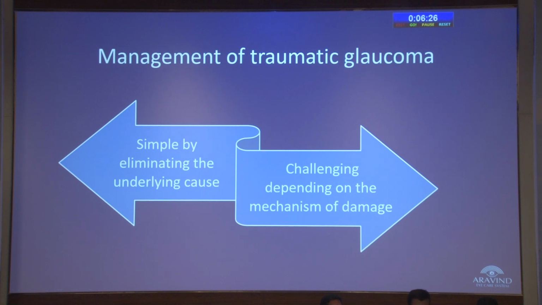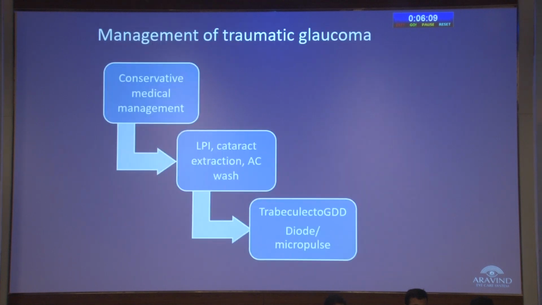So now coming to the management of traumatic glaucoma. This includes a broad spectrum of management. It can be as simple as just eliminating the underlying cause, or it can be a challenging one where the patient may need multiple surgical interventions to control the intraocular pressure. The treatment options available are medical management, laser peripheral iridotomy, cataract extraction, AC wash, invasive glaucoma filtration surgeries like trabeculectomy and GDD, and cyclodestructive procedures like micropulse and diode.